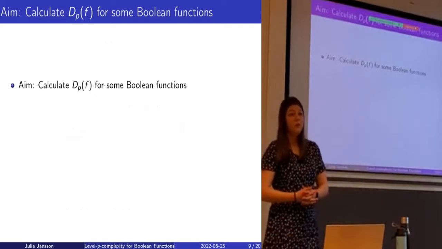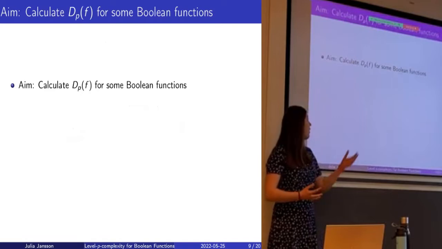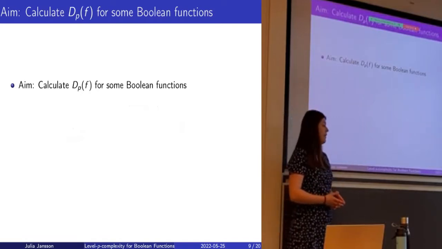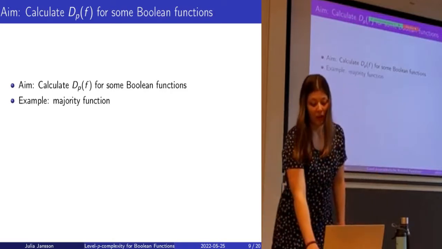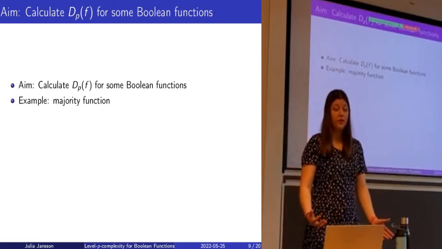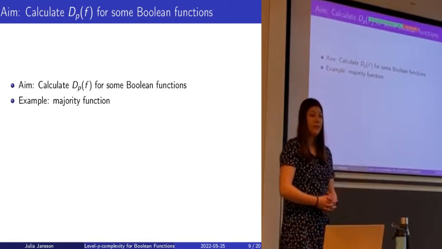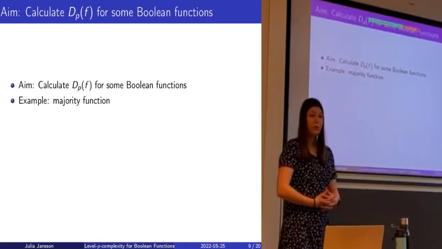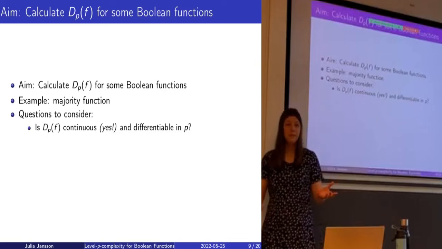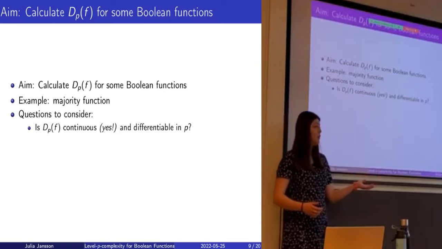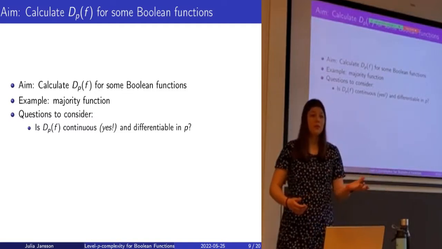So now that we have introduced Boolean functions and algorithms and the complexities, we introduce our aim, which is to calculate the level P complexity for different Boolean functions. We have already seen the example of the majority function. And since the level P complexity is a function of P, we can also consider its properties, like is it continuous and differentiable in P? So actually, yes, it is continuous because it is piecewise polynomial. And I will explain more about this later.